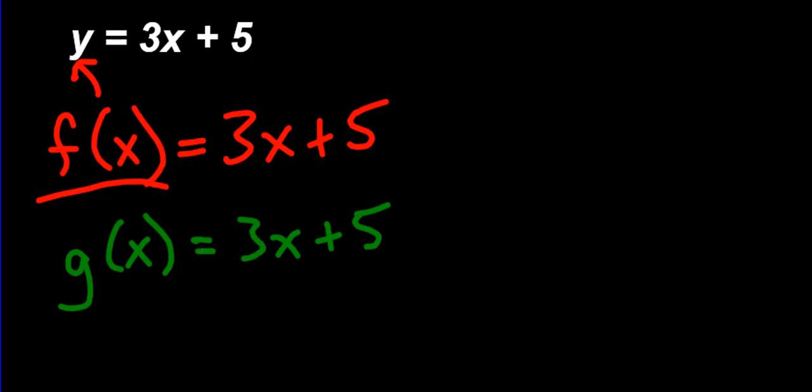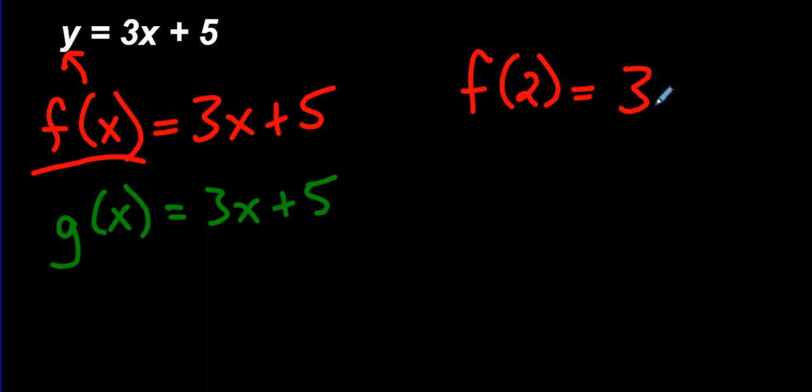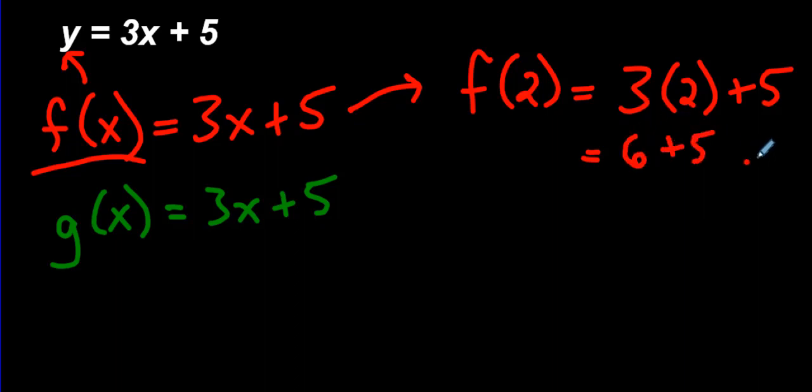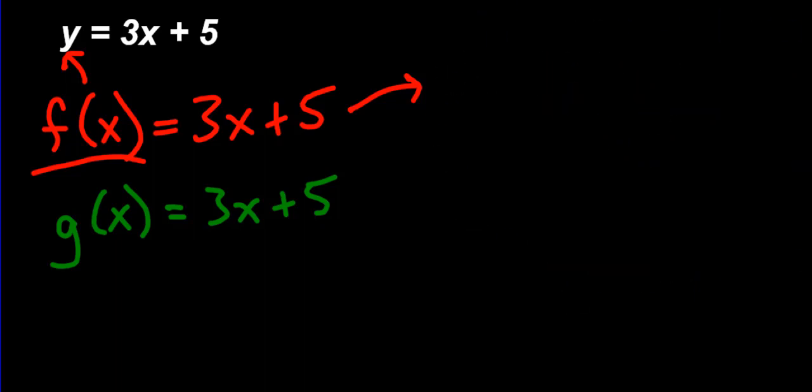So if someone said, what is the value of this function at 2? You would write it like this. The function at 2 is 3, and instead of x, you're going to put 2 there, plus 5. By the way, 3 times 2 is 6, plus 5. The answer would be 11. Okay, the function at 2 is equal to 11.